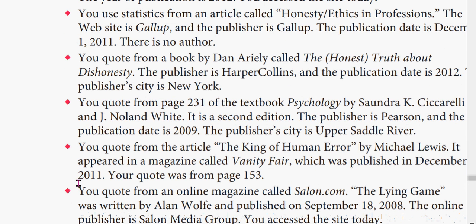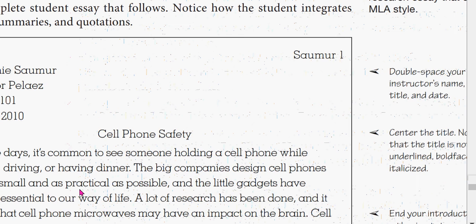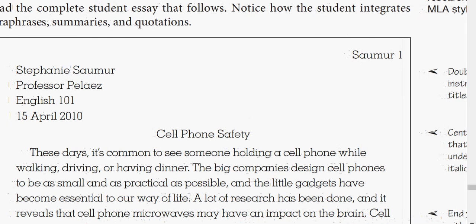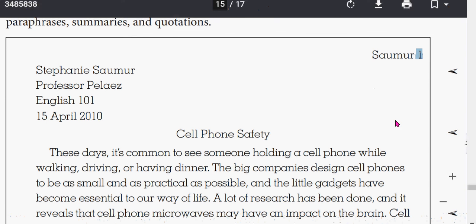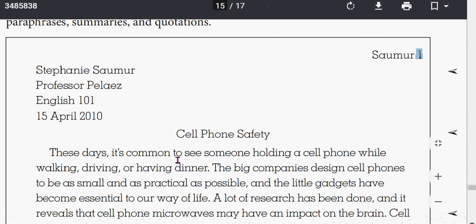Next we have a very nice sample research paper that really explains what a good MLA paper has. Summer is the student's last name, and 1 means the first page. This is required in MLA. All of this is required over here: student name, professor name, course number, date.